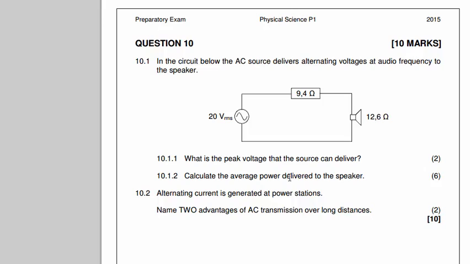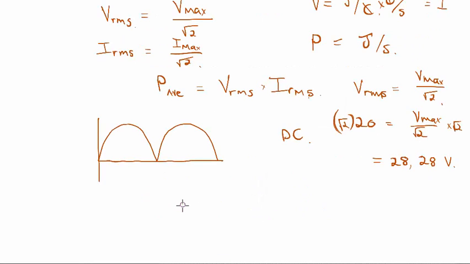Okay. Calculate the average power delivered by the speaker. Okay, so remember what we said. Average power is equal to the average RMS volts times the average current.